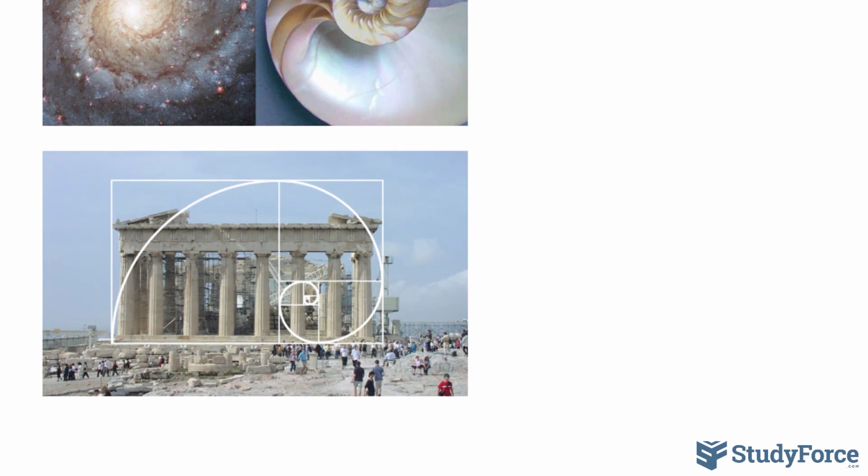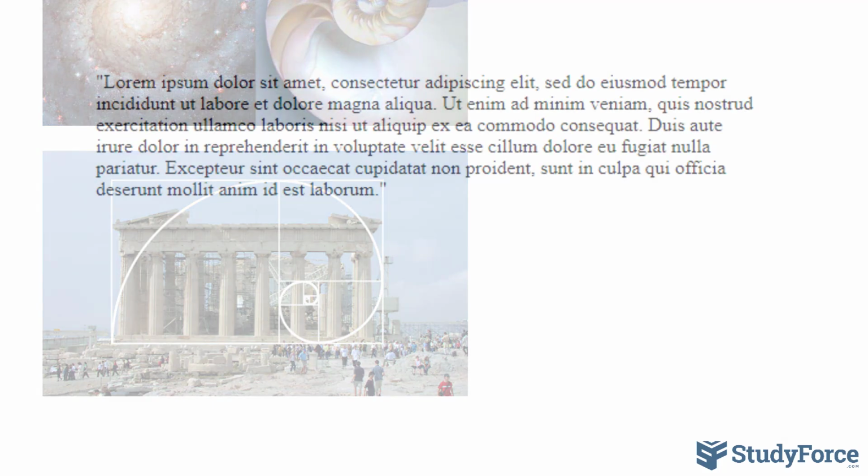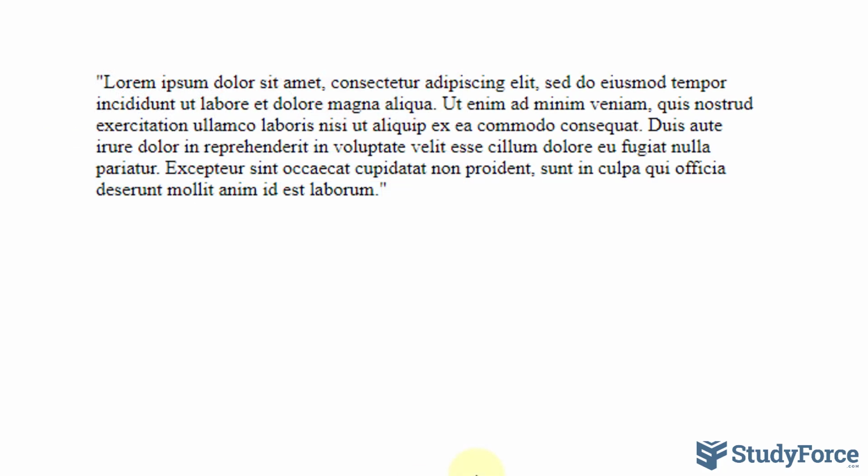Now, what's also interesting is that we can extend this idea to making beautiful web pages. For example, here is a string of text. And notice that the line height is close together. Line height is the vertical distance between lines of text. Say we wanted to make this text a little more readable. We can actually use the golden ratio to help us out with that.